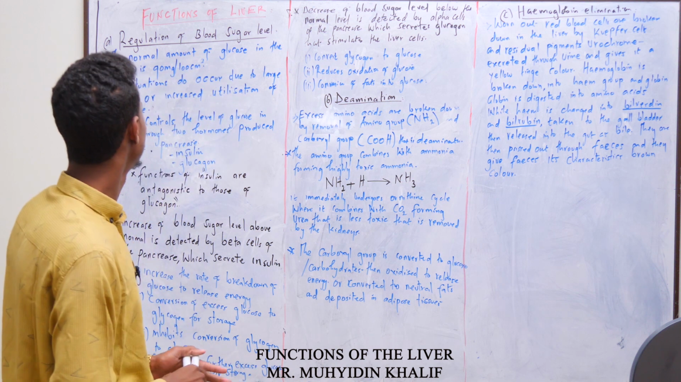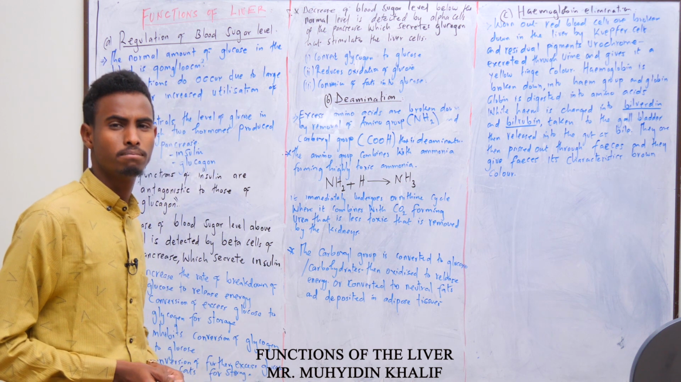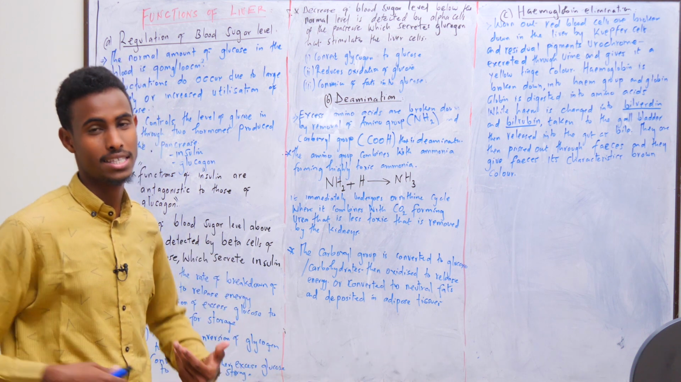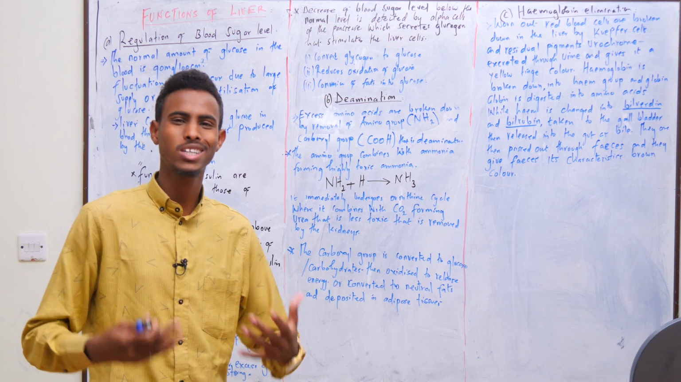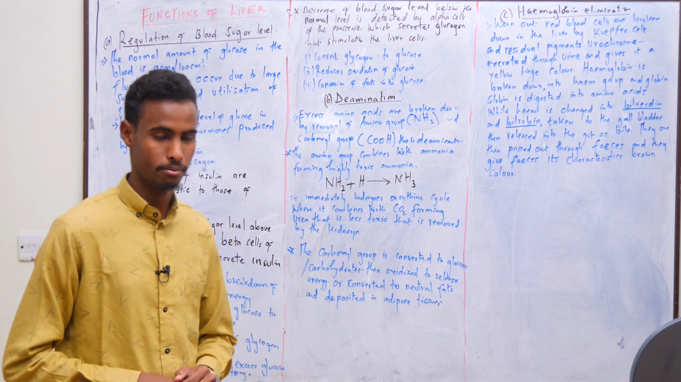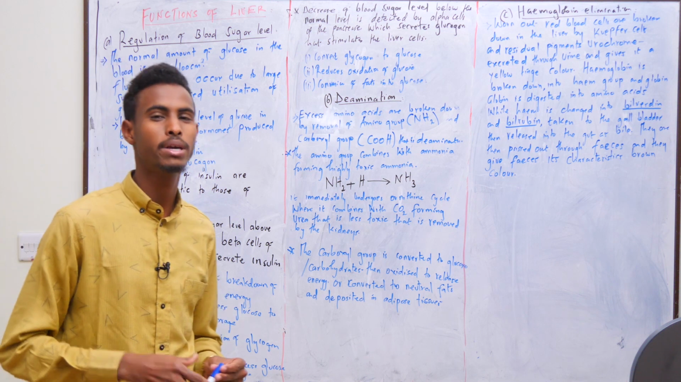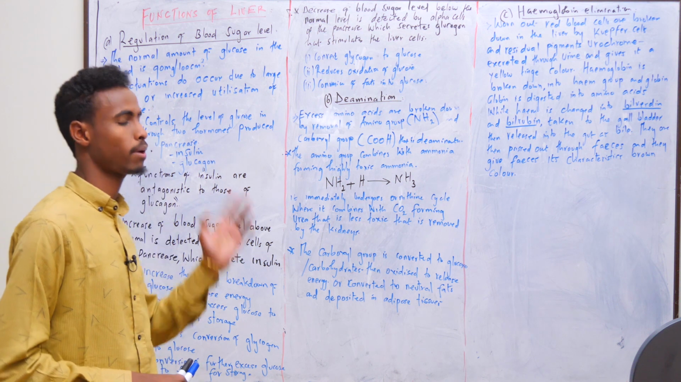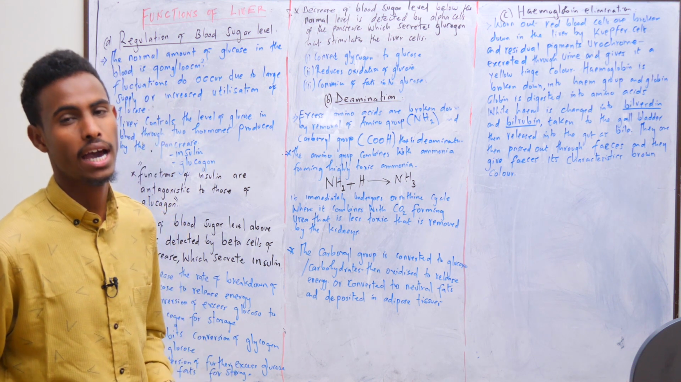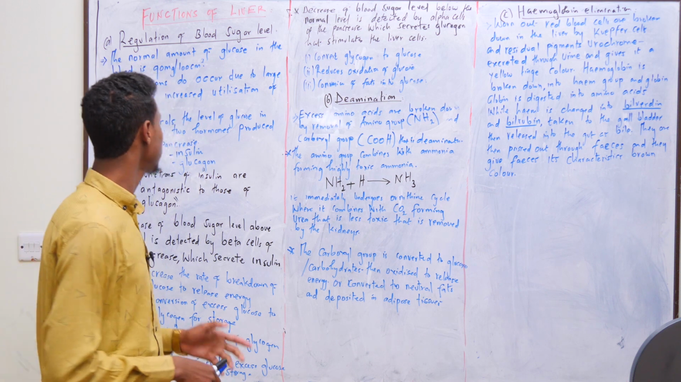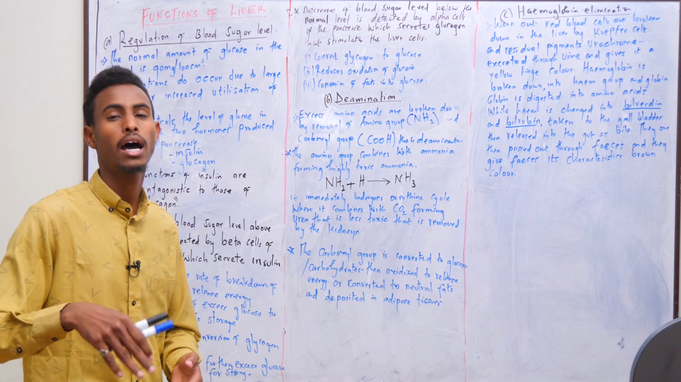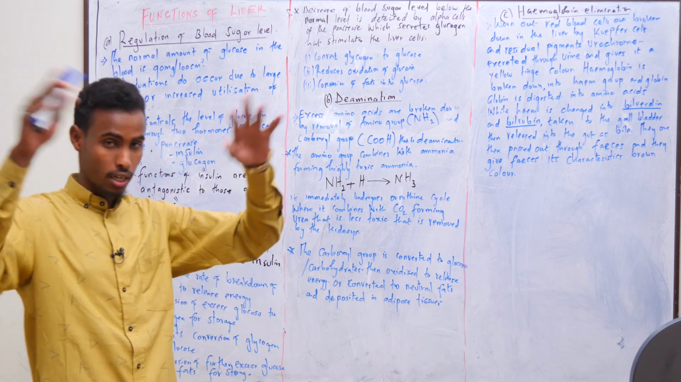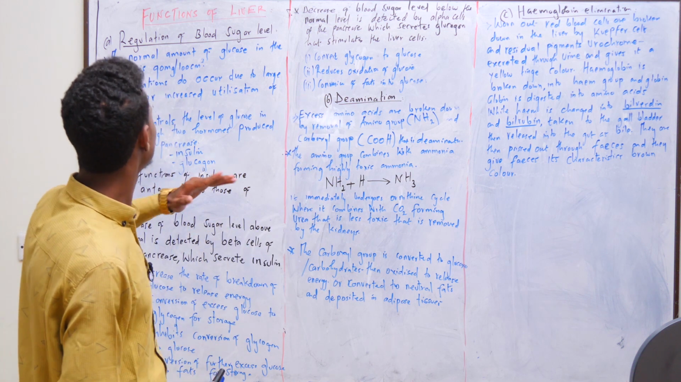Now, the first thing is functions of the liver. The liver is the second largest organ after the skin, and it is a vital excretory organ located beneath the diaphragm. The liver is supplied by the hepatic portal vein and the hepatic artery. The hepatic portal vein comes from the alimentary canal, and the hepatic artery branches from the aorta.